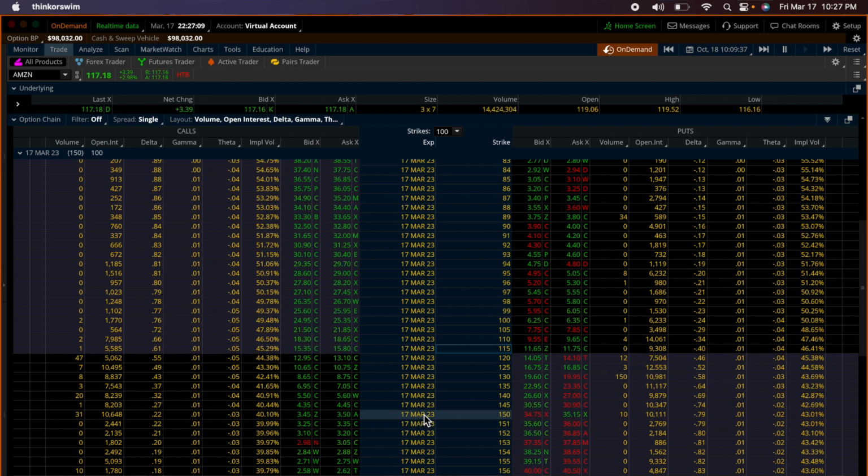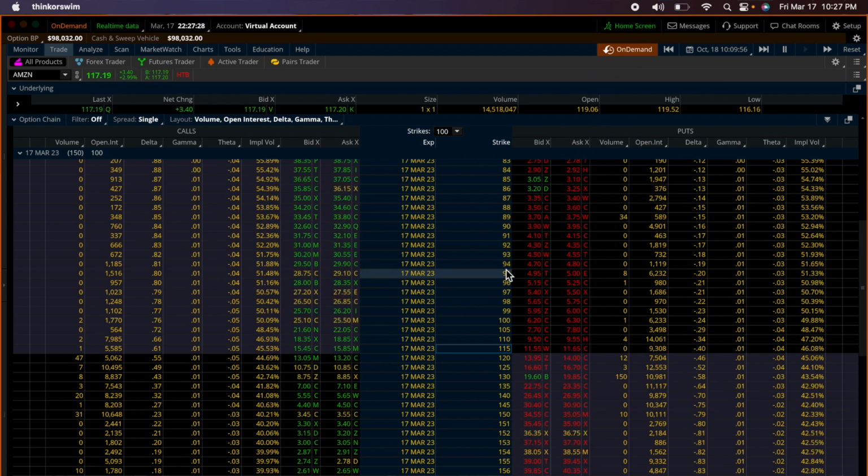The two main types of stock options are called call options and put options. A call option gives the buyer the right to purchase a stock at the strike price, while a put option gives the buyer the right to sell a stock at the strike price.